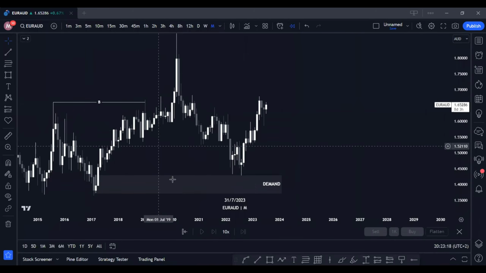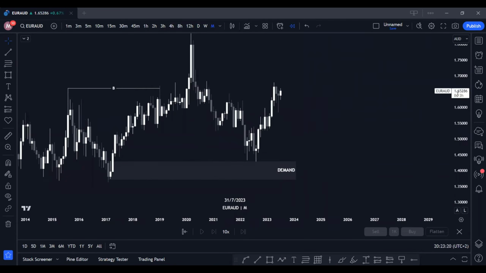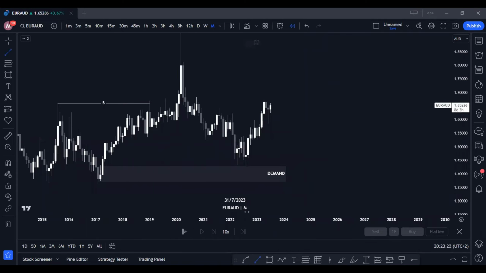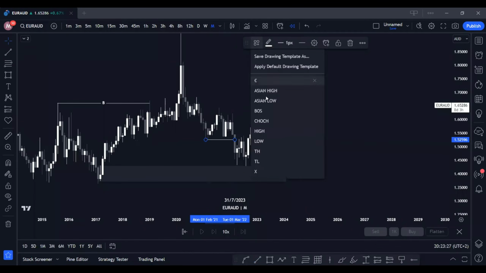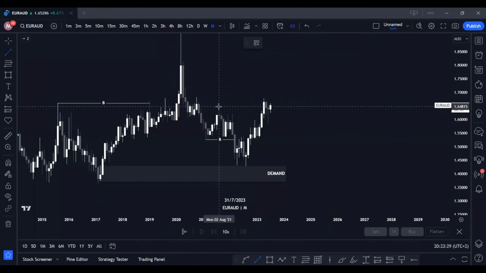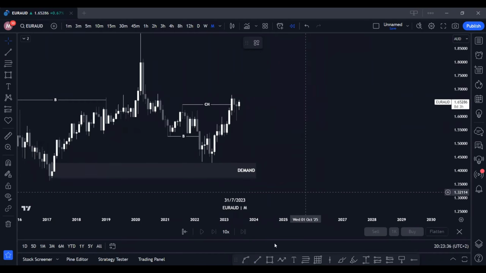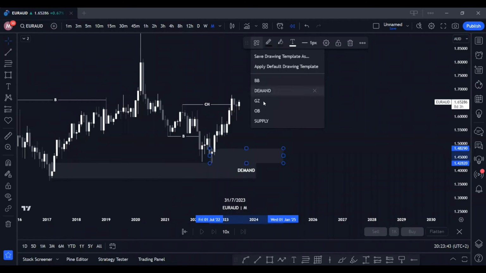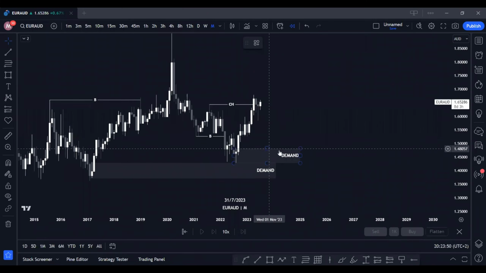Okay, as you can see here, price tapped us into a demand zone, and we have this beautiful change of character here. We have this break of structure, and we have this change of character here. So now we're looking to take our confirmation entries off this demand zone here. Okay, but mind you, this is the monthly chart, so price is going to take a long time to tap us into a demand zone.